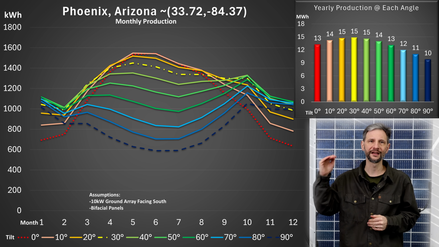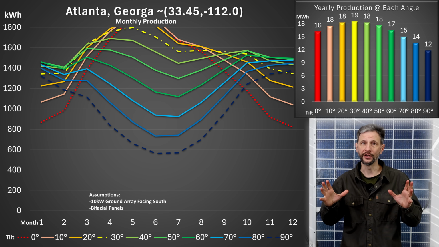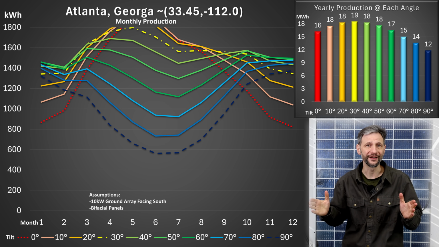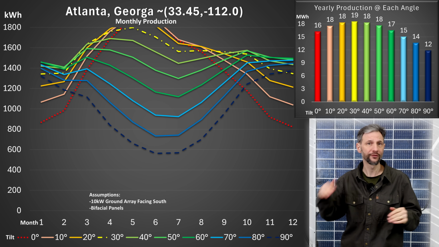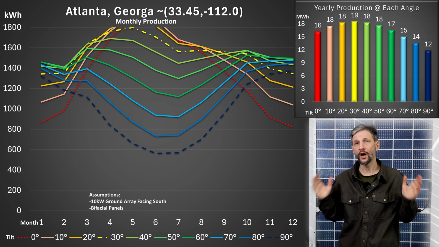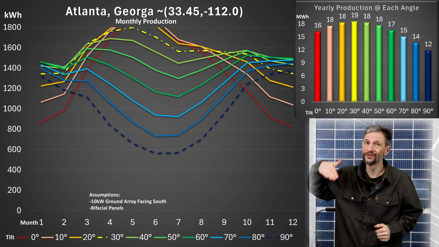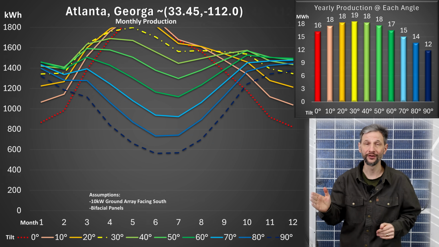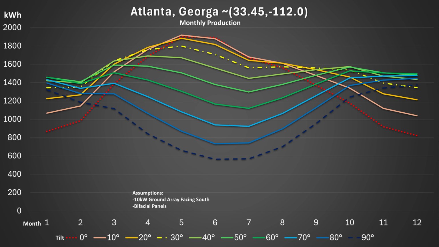Then I ran Atlanta, Georgia. It was so good, it blows past the scaling on my chart. It blows away not only Phoenix, but all of the other locations from the equator to the Arctic Circle at 19 megawatt hours. The optimal angle of 30 degrees is no different, but the total yearly production at every other angle is better. Rescaling the chart allows us to see the entire year a little bit better.